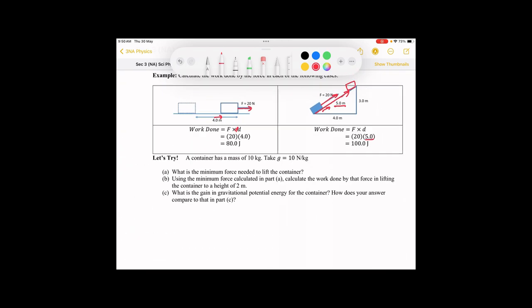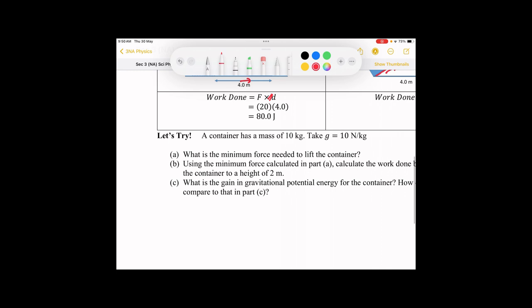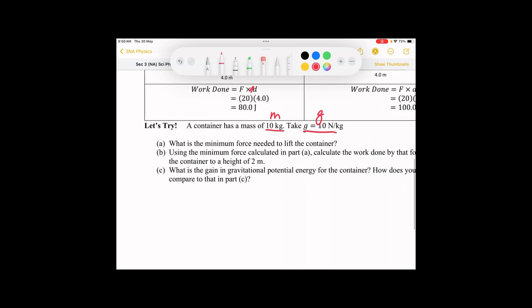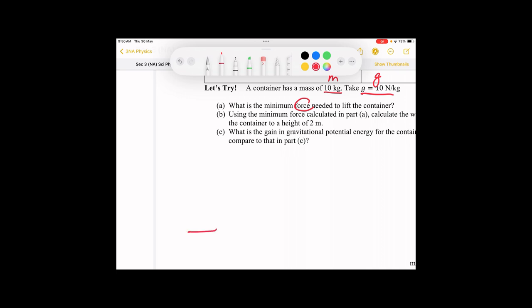Okay, so let's look at another question. A container has a mass of 10 kg and you take g to be 10. This is on Earth. What is the minimum force required to lift the container? It is good at this time to draw a picture for us to see, right? So this object has a mass of 10 kg and you want to lift this object up.